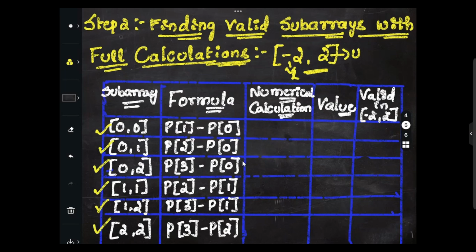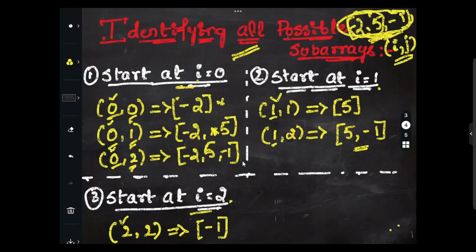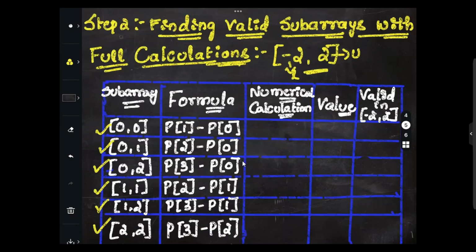How did we get this? From identifying all the subarrays: 0,0, 0,1, 0,2, 1,1, 1,2, and 2,2. I hope this is completely clear, right? The formula we already have: prefix of 1 minus prefix of 0.